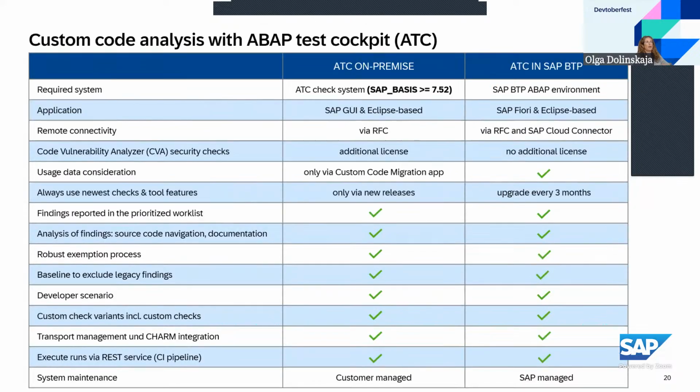So if you take a look at how custom code analysis with ATC looks on premise in comparison to ATC on BTP, of course, it's not possible to rebuild all the features which SAP GUI-based ATC provides, but nevertheless, you have the most important features in place, and therefore you can use ATC on BTP. So you always have new checks there, you always have an up-to-date system, you don't need to take care of maintenance tasks, you don't need to take care of upgrading such a system. It's always there, new, up to date, at your disposal with the newest checks. So the clear recommendation is to use ATC on BTP.